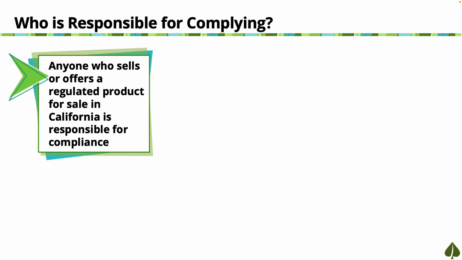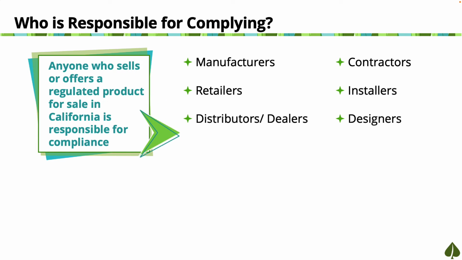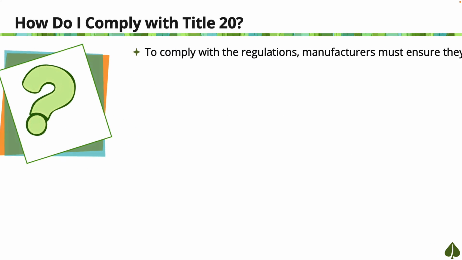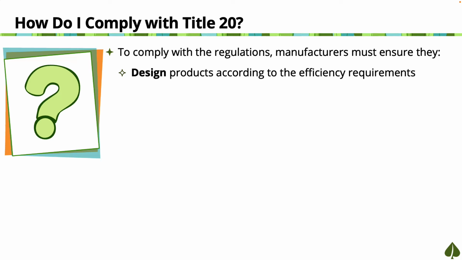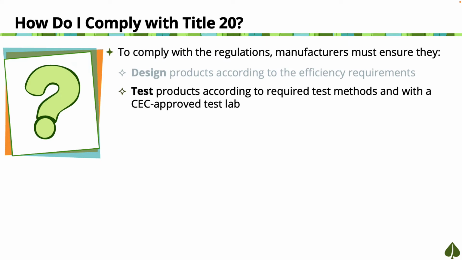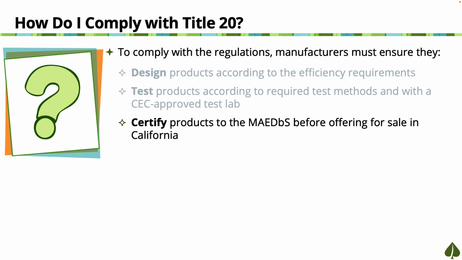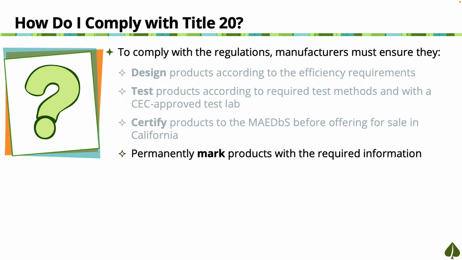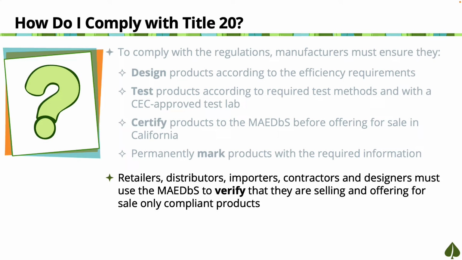Anyone who sells or offers a regulated product for sale in California is responsible for compliance with Title 20. Manufacturers need to ensure they design products according to the efficiency requirements, test those products appropriately, and certify them to the MABES before they offer them for sale in California. In addition, all products under Title 20 must be permanently marked with the required information. Appliance retailers, distributors, importers, contractors, and designers all should use the MABES to verify that the products they sell comply with the code.